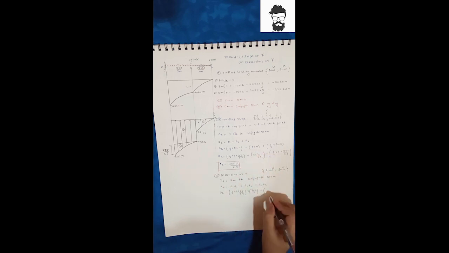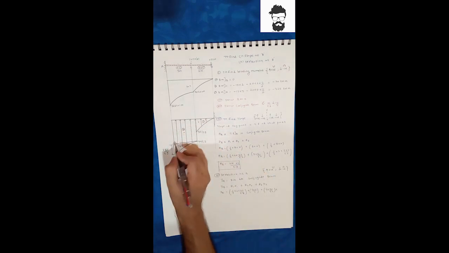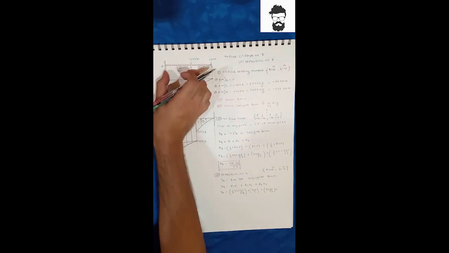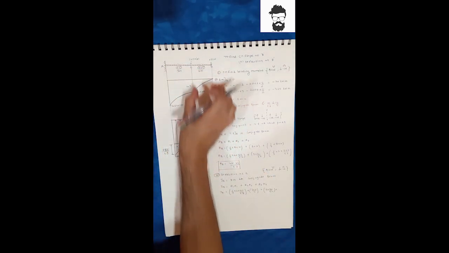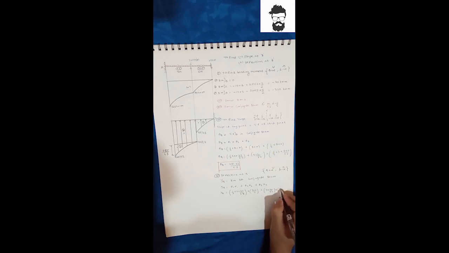For the second part, area is 3 into 70 upon EI and its CG. For a rectangle, CG is L by 2. Here L is 3 and the remaining distance is 2. So 3 by 2 plus 2. 3 by 2 is 1.5 and plus 2 is 3.5. So 3 by 2 plus 2.